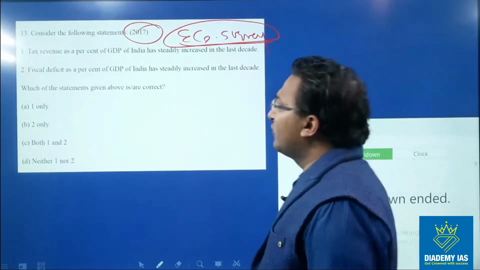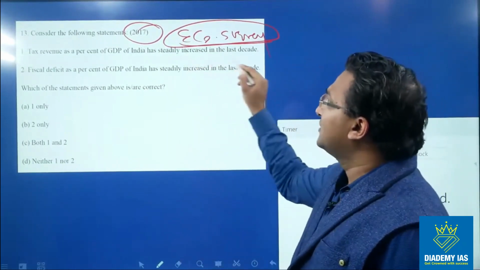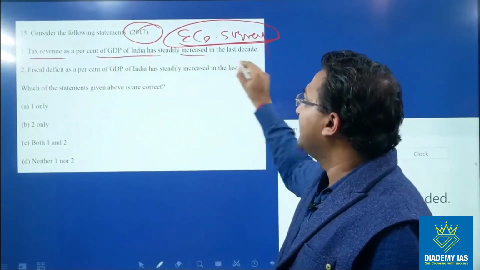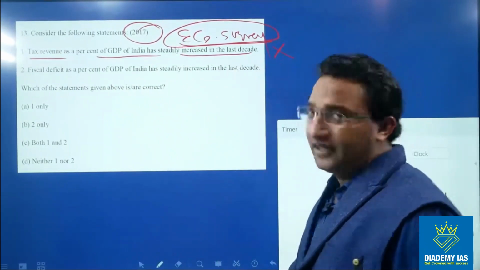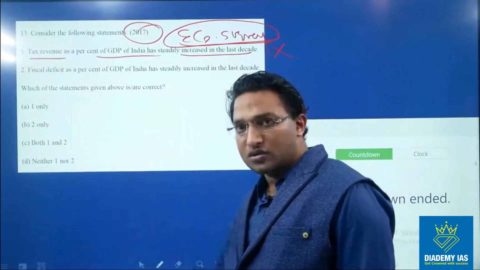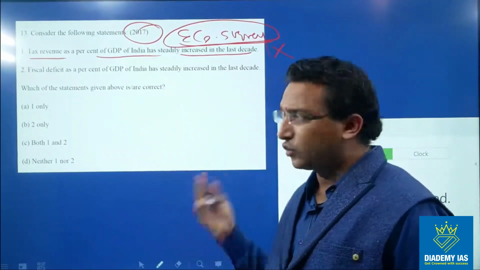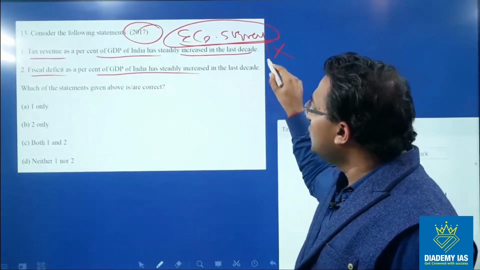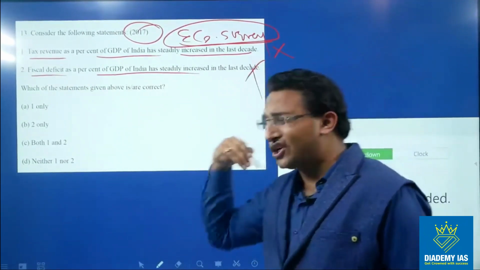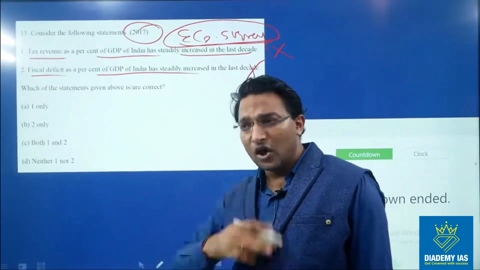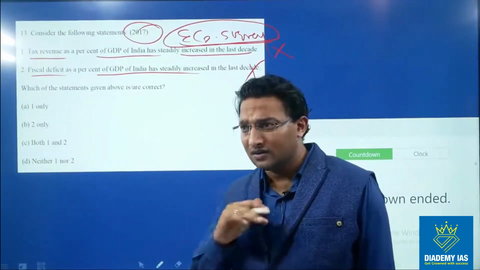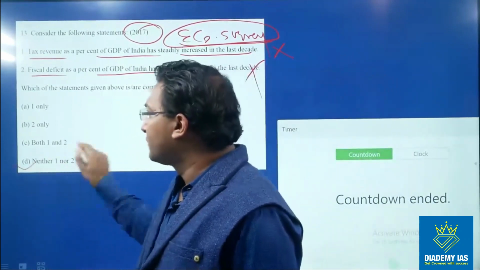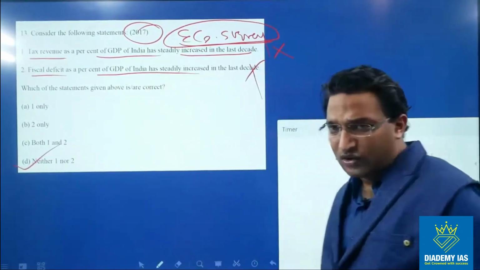Tax revenue as a percentage of GDP of India has steadily increased in the last decade. Tax revenue as a percentage of GDP has steadily increased as per the economic survey. This is incorrect. So there has been ups and downs year and because of different situations. Fiscal deficit as a percentage of GDP of India has steadily increased. No, there has been ups and downs. Sometimes it was reducing, sometimes it was increasing. The situation has not been basically consistent. So in this case, both are incorrect. So answer is option D.